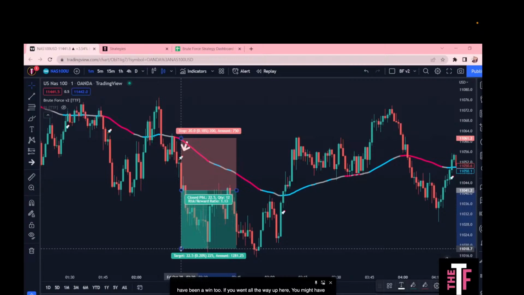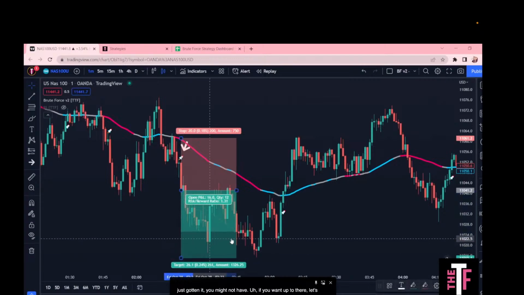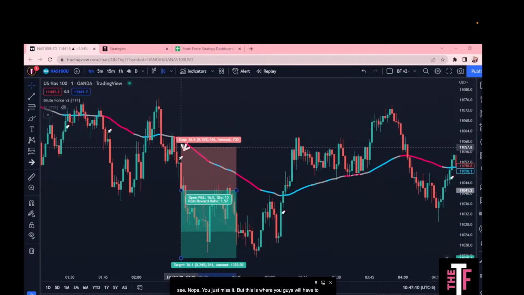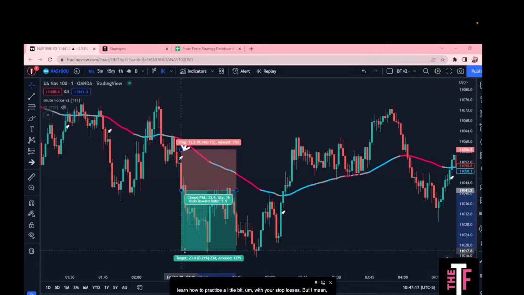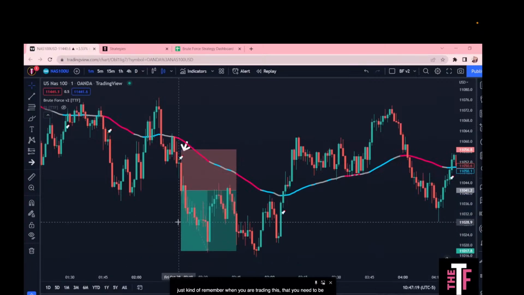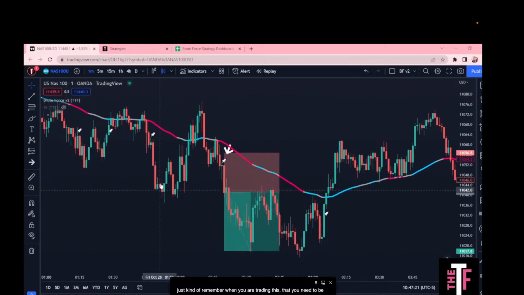If you went up to there, let's see. Nope, you just miss it. But this is where you guys will have to learn how to practice a little bit with your stop losses. Just remember when you are trading this that you need to be the one working with your stop loss placement.